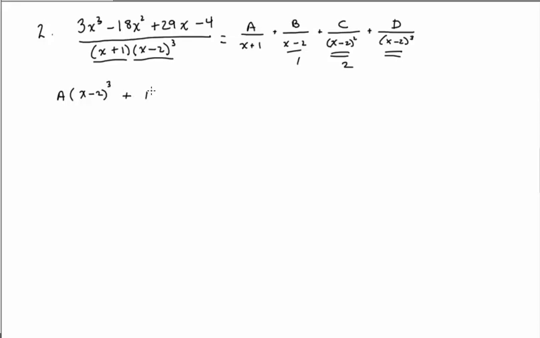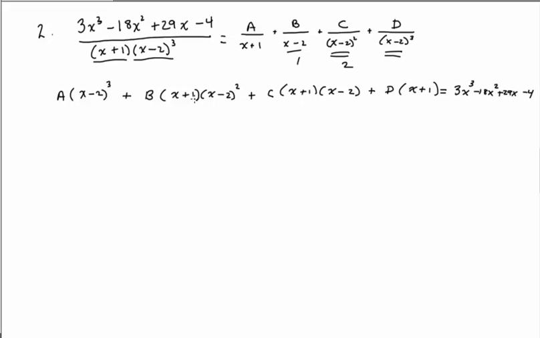plus b times the product of x plus 1, and we would need an x minus 2 squared, and then plus c, we would need an x plus 1 and an x minus 2, finally plus d, and we would simply need the x plus 1. Okay, and then that, of course, would equal the numerator, minus 18x squared plus 29x minus 4. Just made it.